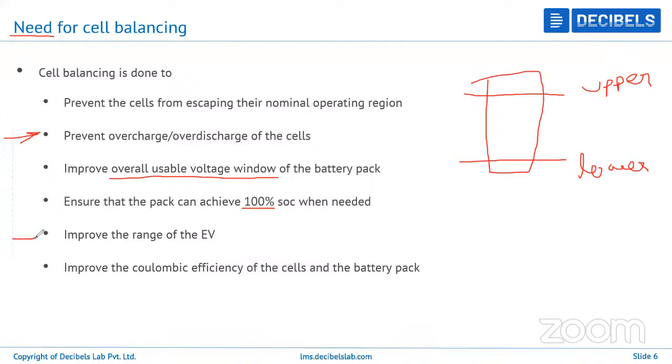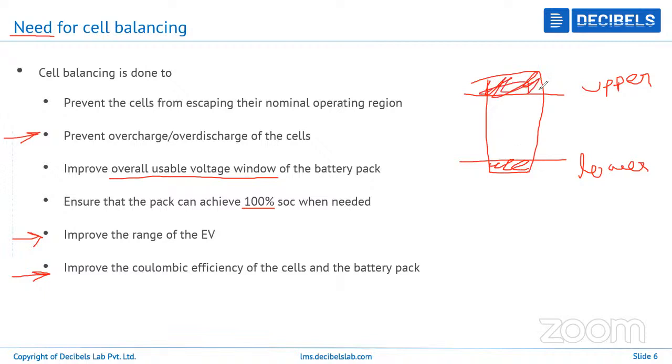It directly improves the range of the vehicle, and also improves something called Coulombic efficiency. Coulombic efficiency is how much of the chemical energy stored inside is being converted to electrical energy. As I said, if the cells were to continuously operate in these areas, their Coulombic efficiency would drop rapidly.